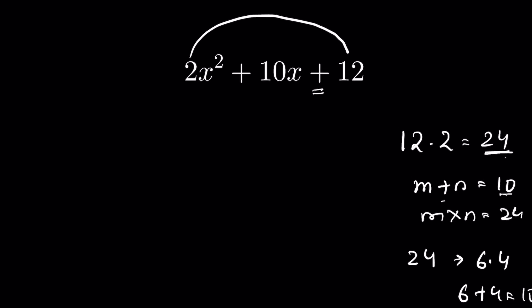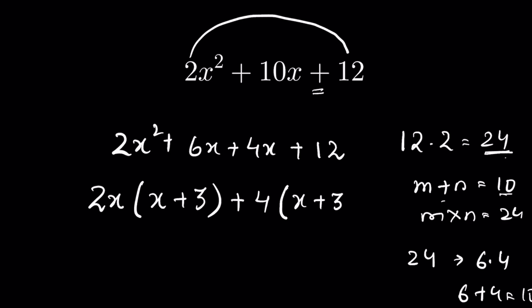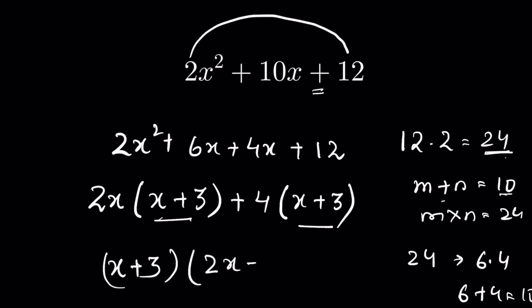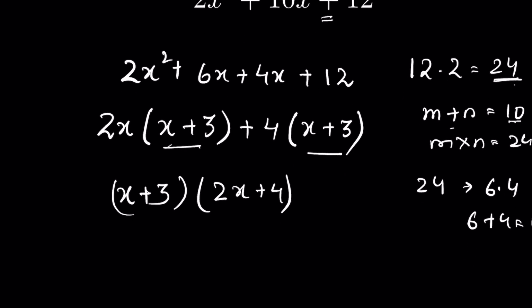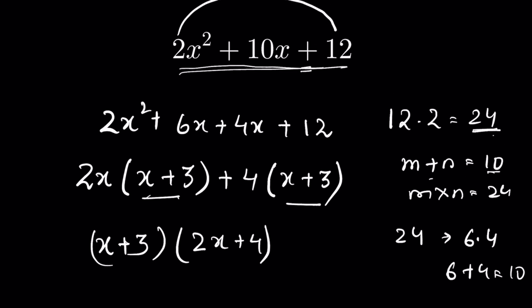So we can write it as 2x square plus 6x plus 4x plus 12. Now you can take 2x common, x plus 3 plus 4 and x plus 3. 12 is 4 times 3. Now x plus 3 is the common factor, so write x plus 3 and then times 2x plus 4. When you break down these two factors, you will get this equation.